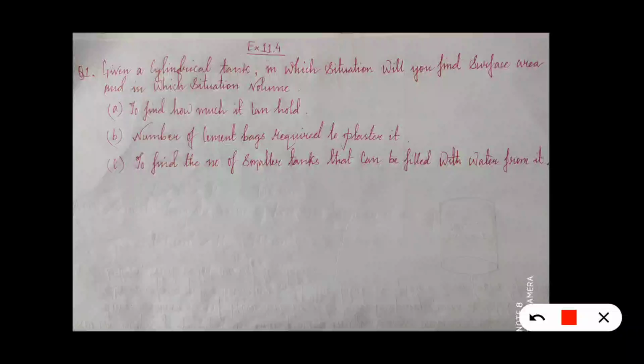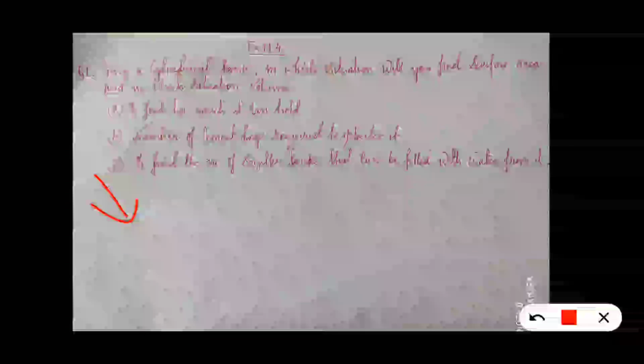I'll just read out the question. Please look at your screen. Given a cylindrical tank, in which situation will you find the surface area, and in which situation volume? When you have to find the surface area and when you have to find the volume, you need to know that. So that's why I have not done this one, so you'll do it by yourself.